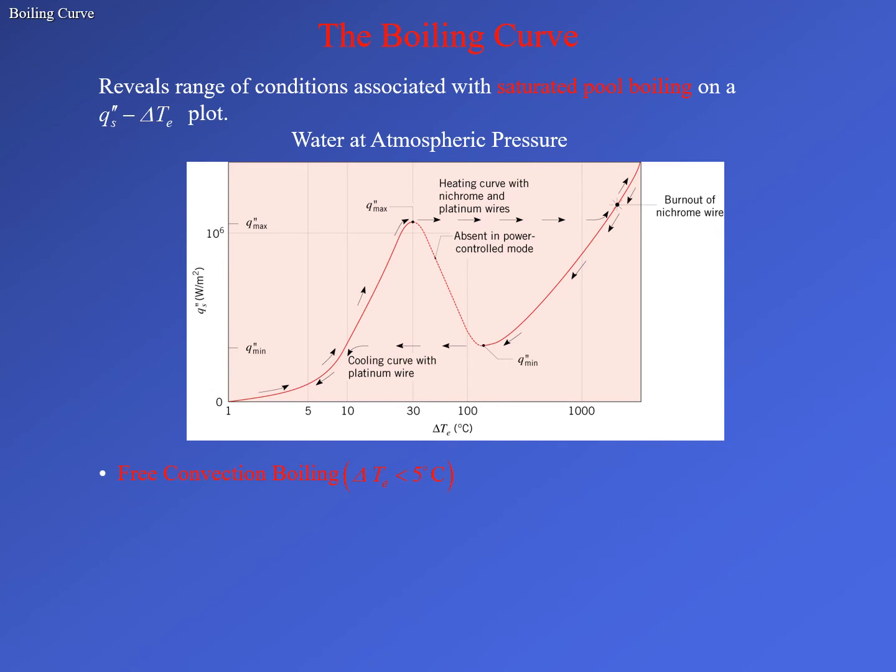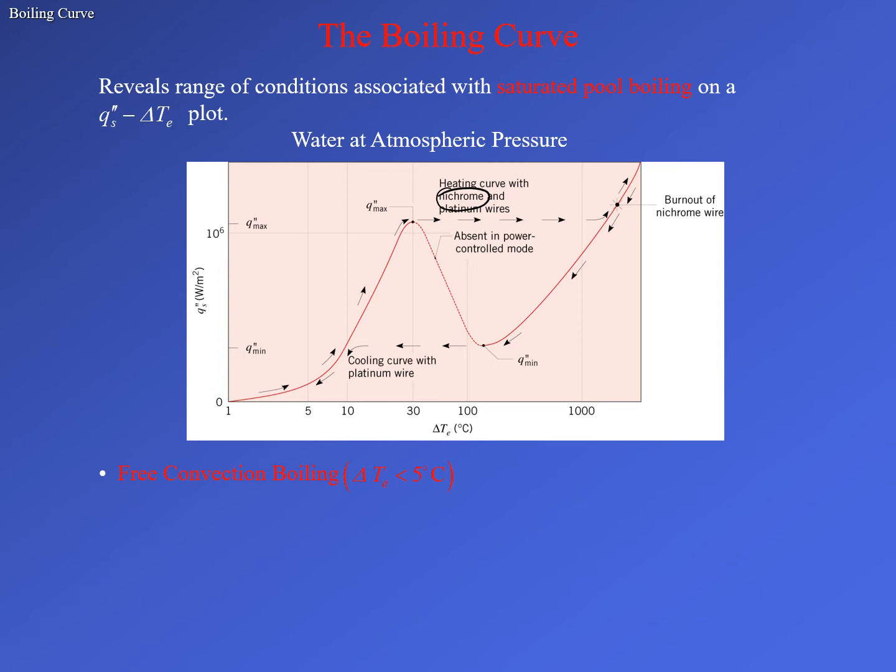So this is the curve that we have for the heat flux versus excess temperature for water at atmospheric pressure, and this experiment was conducted by Nukiyama, where he used a nichrome wire, which was later converted to a platinum wire, but the experiment was conducted first time using a nichrome wire.